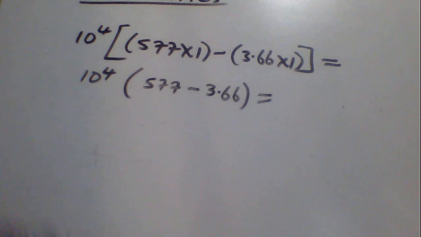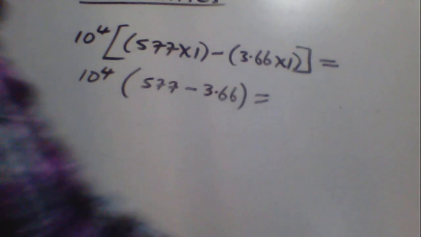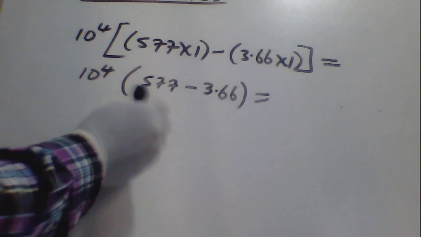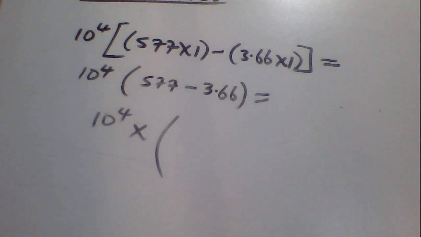The next thing to do here is to subtract 3.66 from 5.77. So from here we have 10 raised to the power 4, you're multiplying. To make it easy for you, it is better you use the column method to do the subtraction, so that you'll be able to see the placement of the numbers in the decimal digit value system.